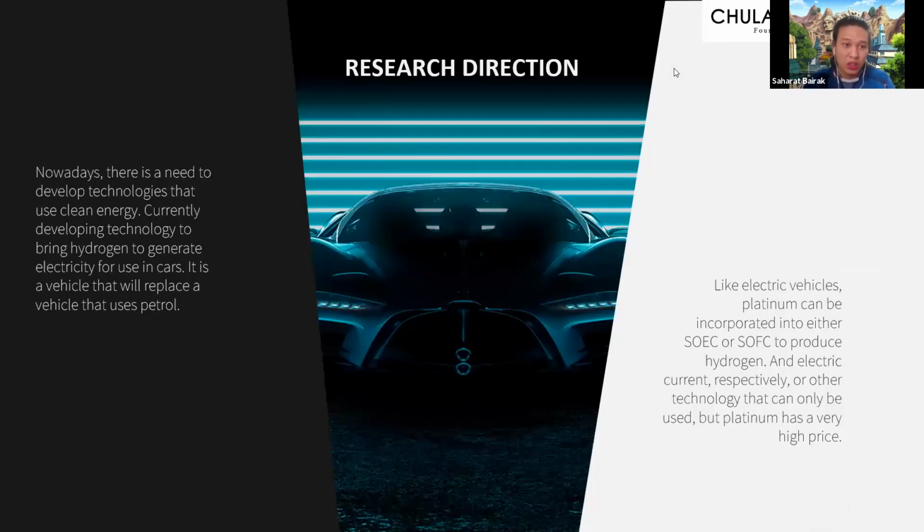Research direction. We need to develop technology that uses clean energy. We have to develop ways to bring hydrogen to generate the electricity used in cars or industry, to replace vehicles or industry that use petrol. We use platinum as a catalyst in SOEC or SOFC to produce hydrogen. But today platinum is very expensive for development. Thank you.